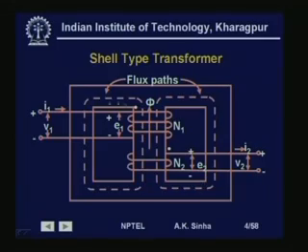principles. One type is called the shell type transformer, where the core, as you see here, is made up of iron stampings, and there are two windings: the primary winding, where current I1 is flowing, and a secondary winding, where current I2 is flowing. These two windings are put on the central limb, that is, the winding is surrounded by the core. This kind of transformer is called a shell type transformer.